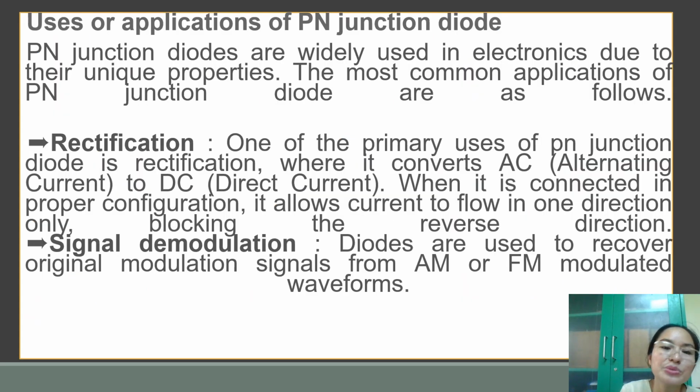Now, what are the uses or applications of the p-n junction diode? Okay, mainly in electronics due to their properties, such as number 1, rectification, where it converts AC or alternating current to direct current. Next is signal demodulation, where diodes are used to recover original modulation signals from AM or FM modulated waveforms.